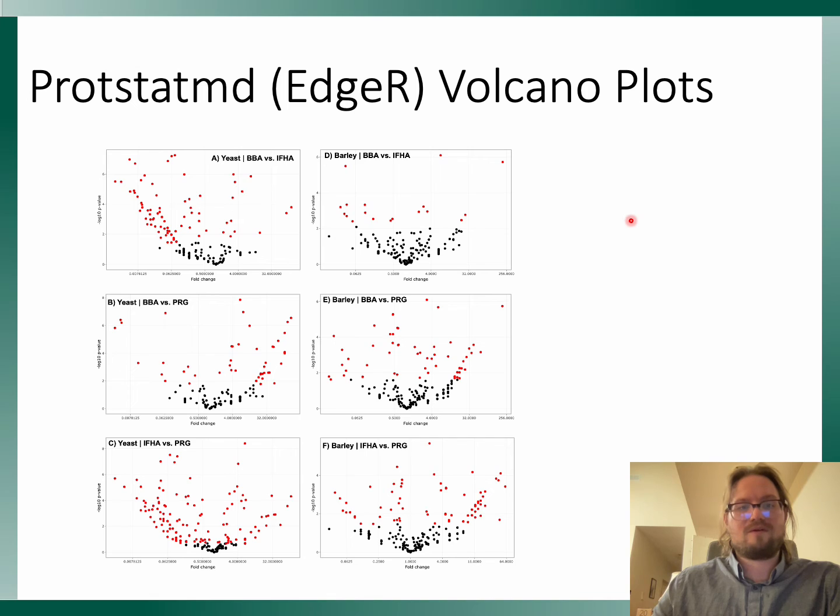ProtStatMD also exports interactive volcano plots that the user can use to inspect the differentially abundant proteins and identify proteins of interest. We see here that there are many more differentially abundant proteins for yeast in all three comparisons than non-differentially abundant proteins, while with barley, the number of differentially abundant proteins is somewhat similar or less than the number of non-differentially abundant proteins. And this is likely because barley was used in all brewing processes.